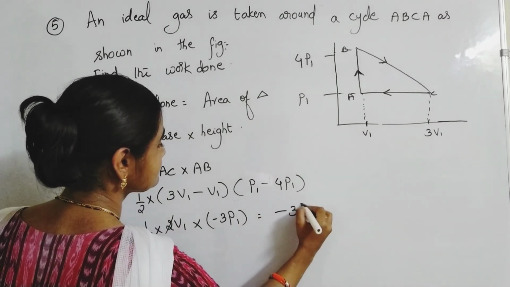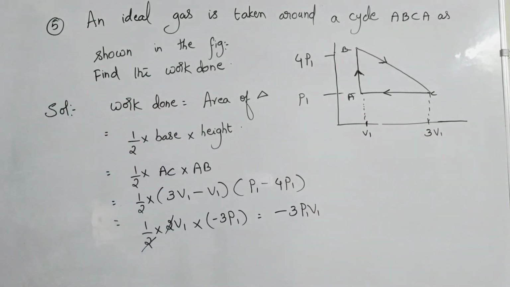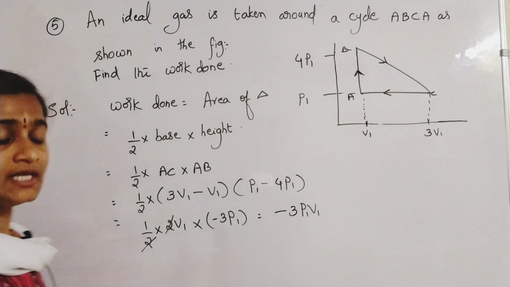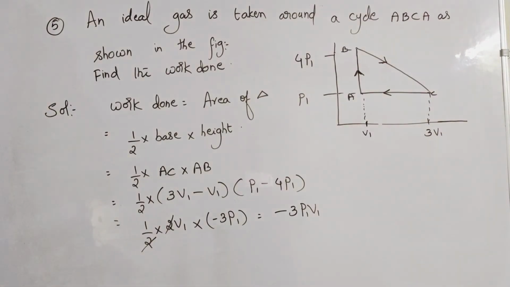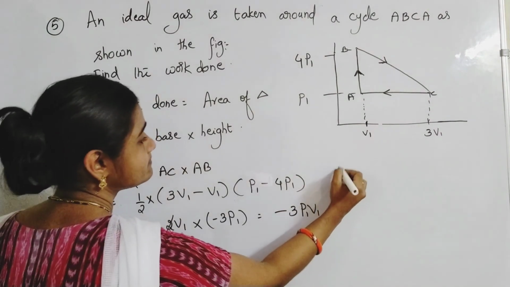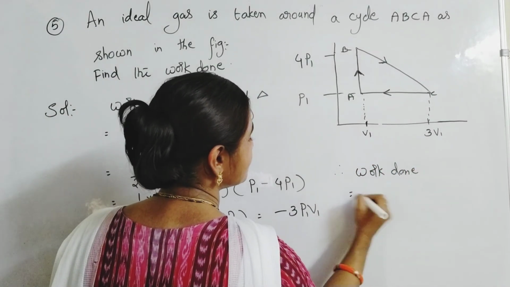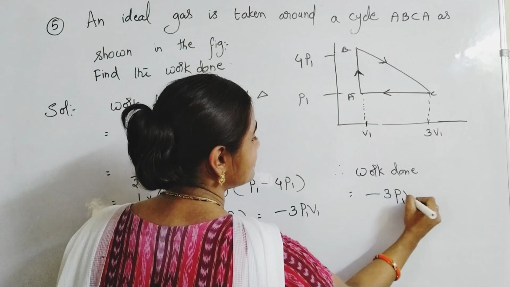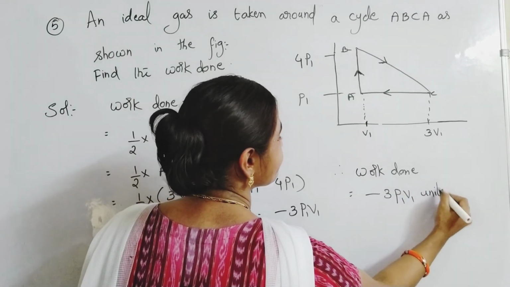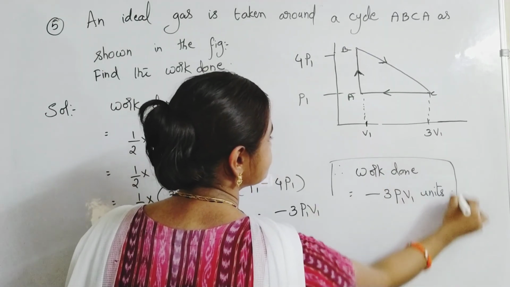Minus 3P1 V1. Isn't it? So work done is equal to minus 3P1 V1 units. That is the answer.